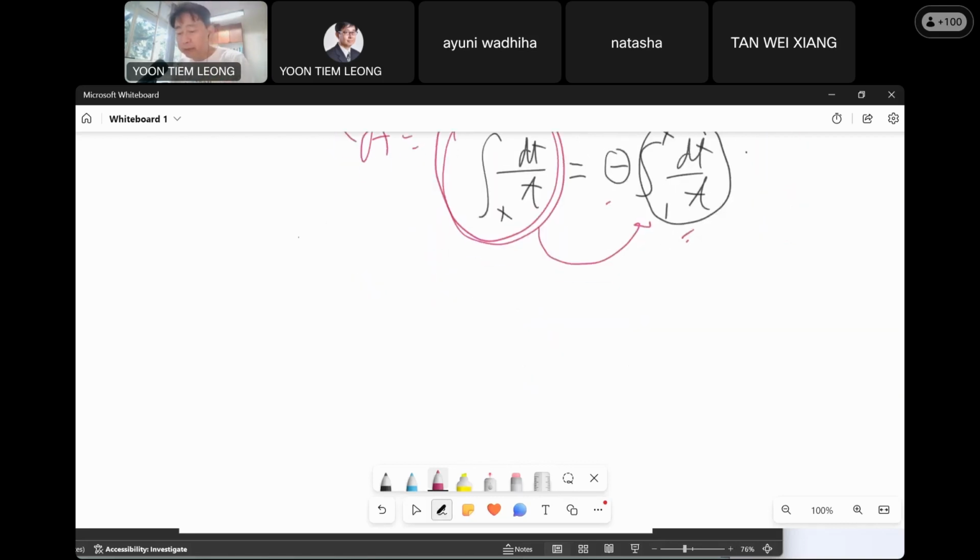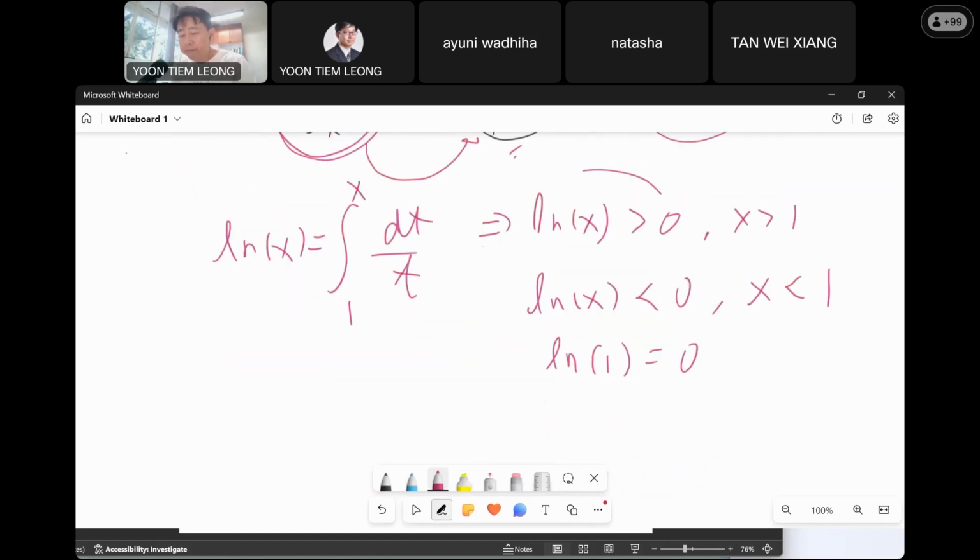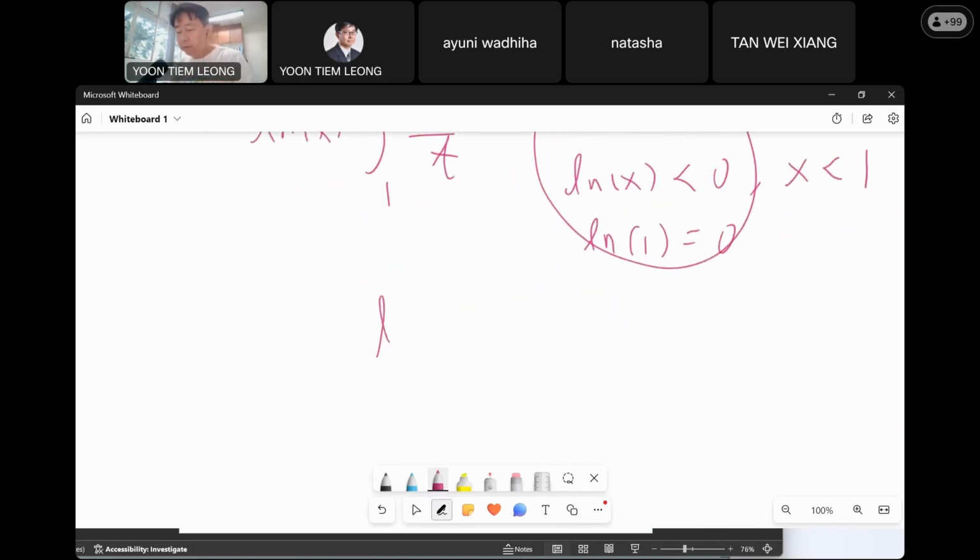What I'm trying to tell you is that for the natural log function defined as the integral of 1 over t dt from 1 to x, the values of the natural log would be positive when x is larger than 1, and the values of the natural log will be negative when x is less than 1. And what happens when x is exactly 1? You get 0. So we have this very simple relationship that determines the sign of the natural log function.